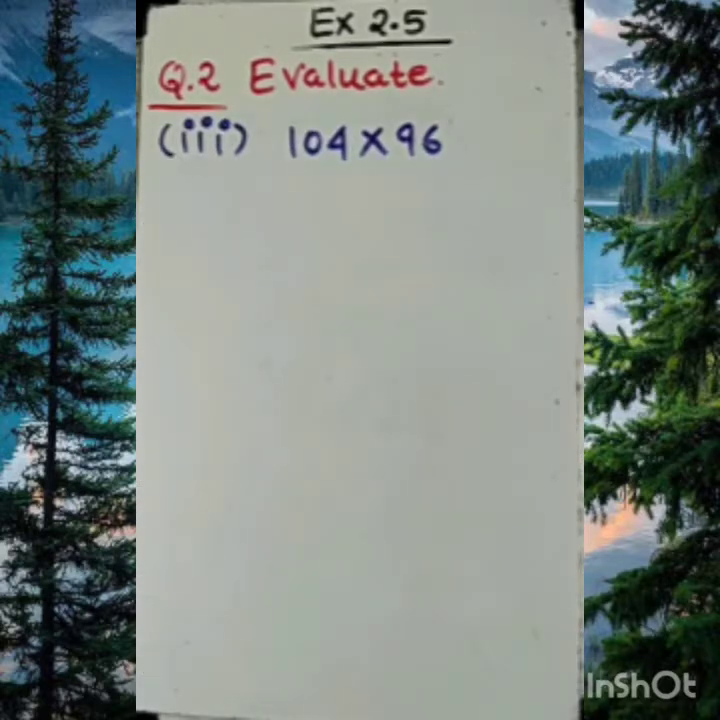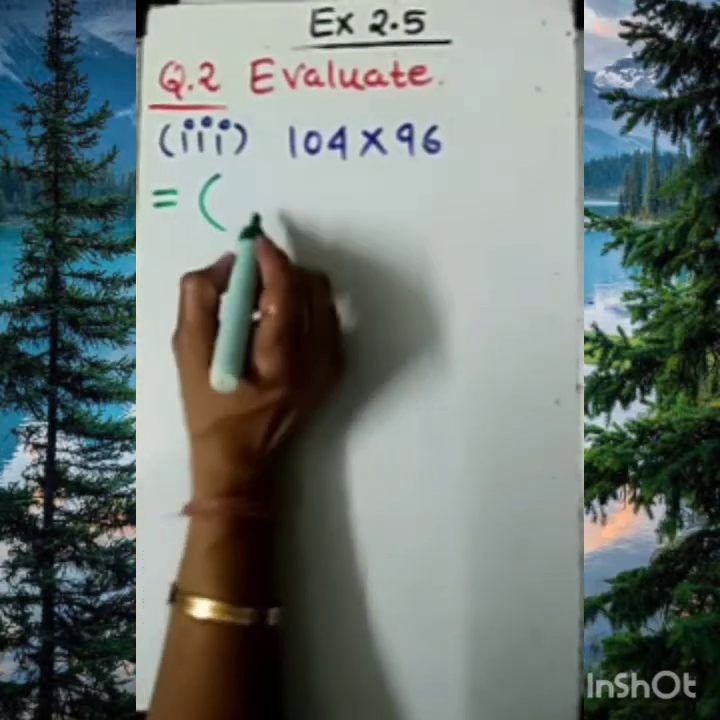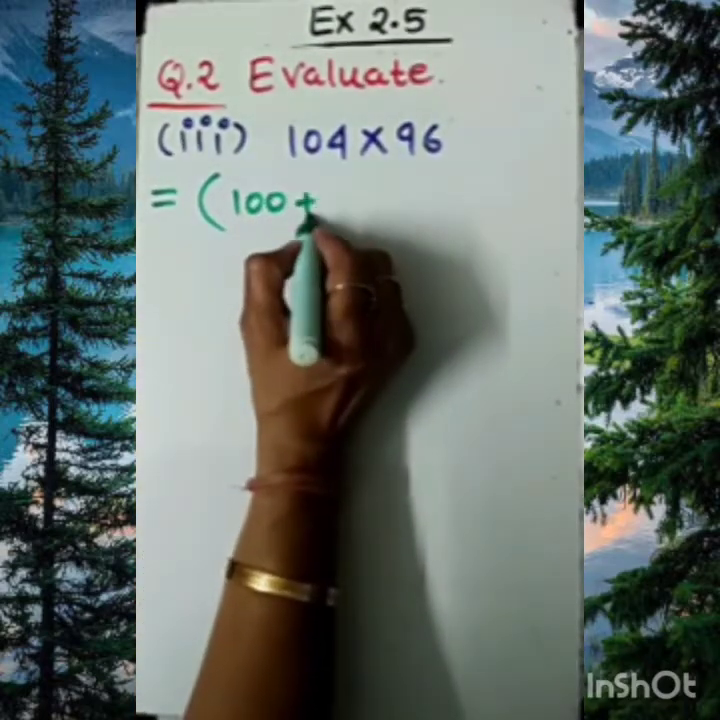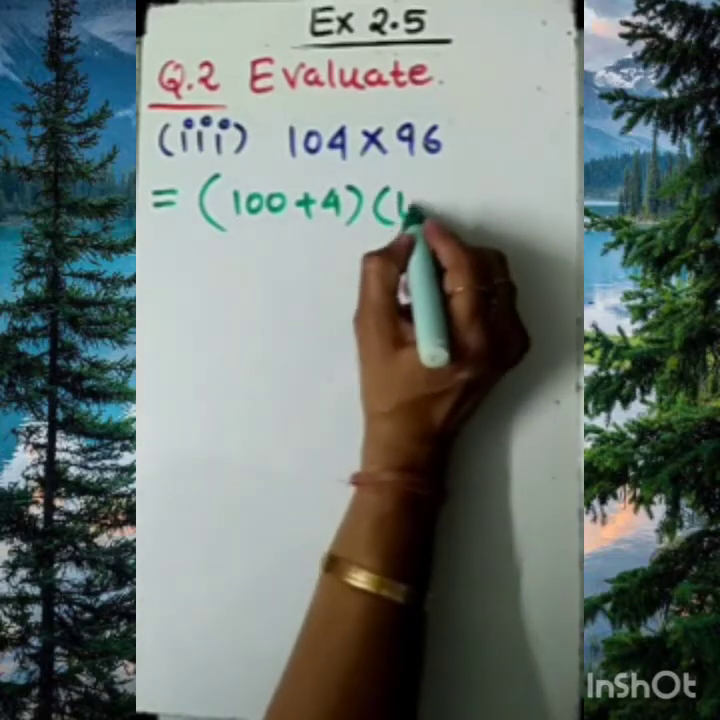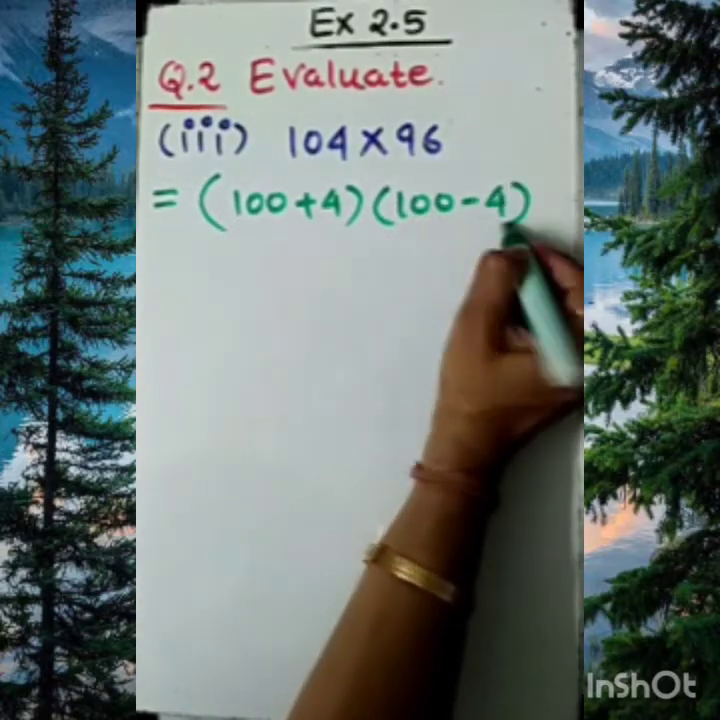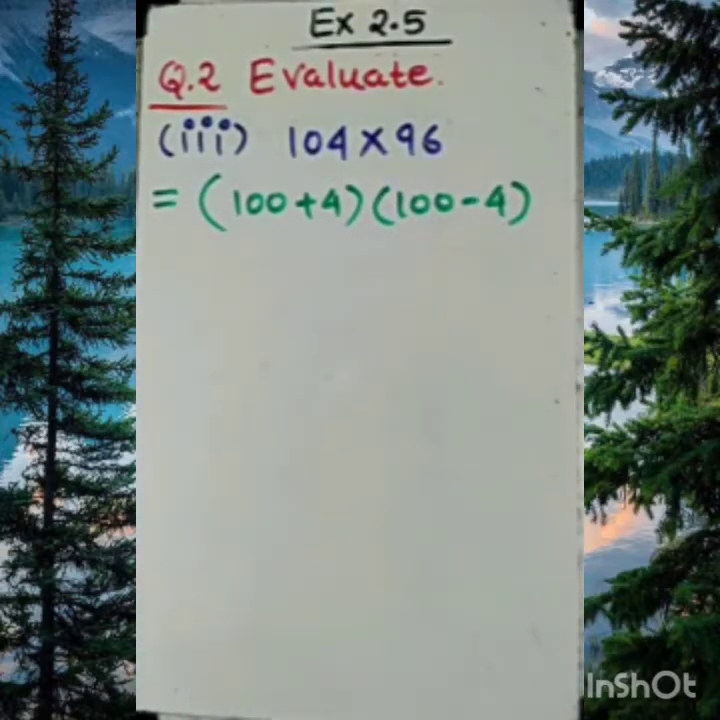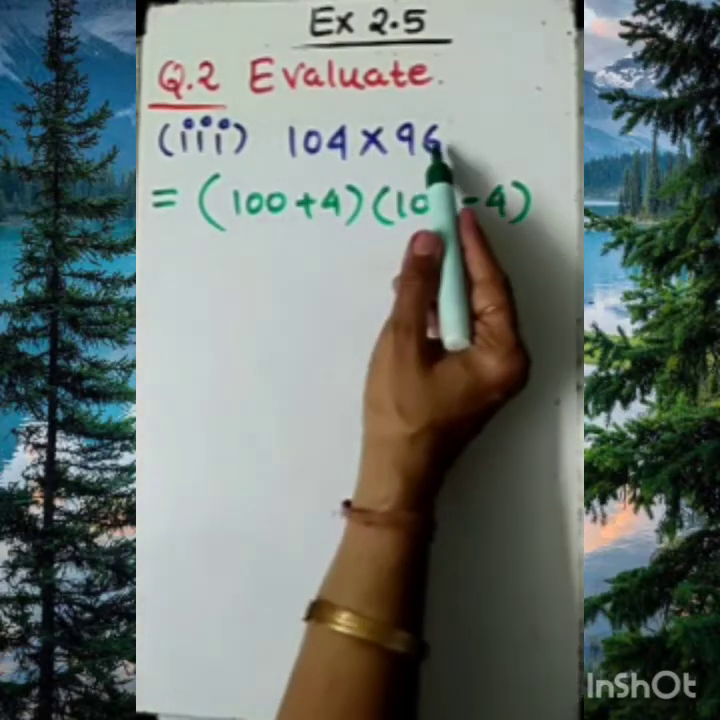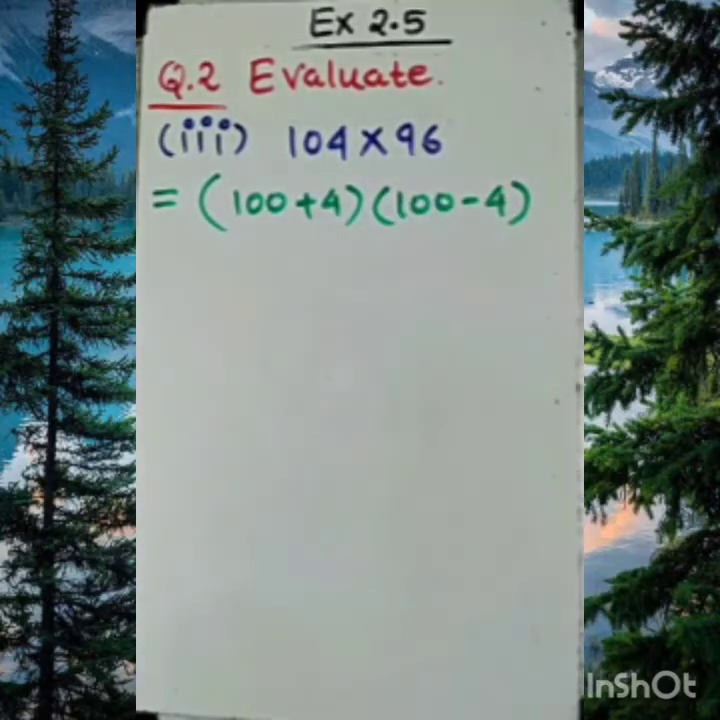So my dear student, in front of you now question number 2, evaluate. It's the third part. What is the third? 104 into 96. Okay. So 104 into 96, how can I write? Can I write it as 100 plus 4? And can I write 96 as 100 minus 4? 100 plus 4 is 104. 100 minus 4 gives the result 96.